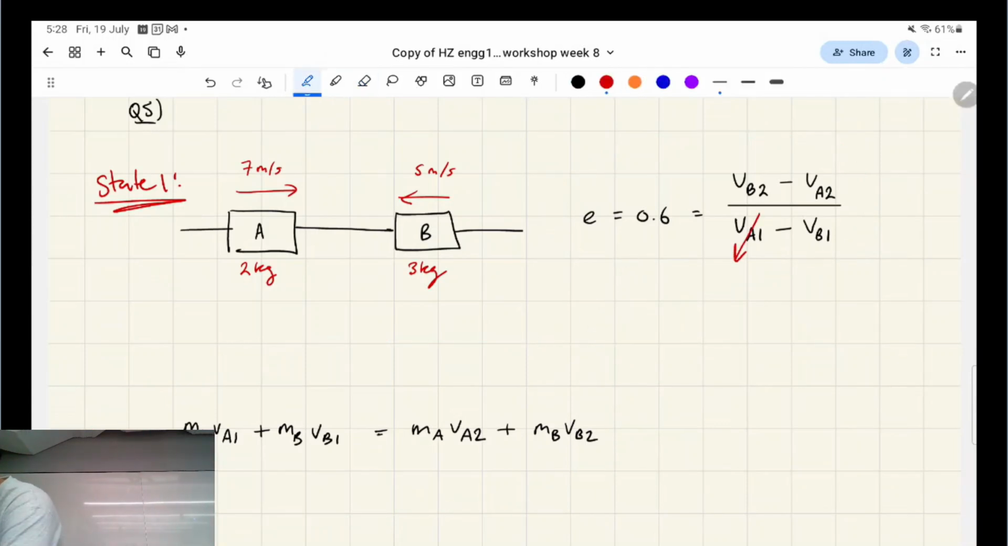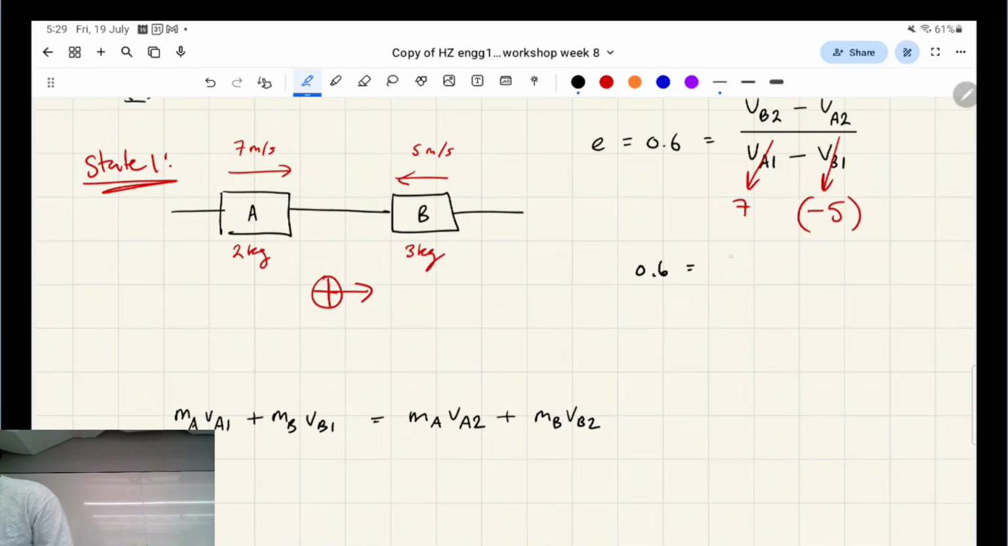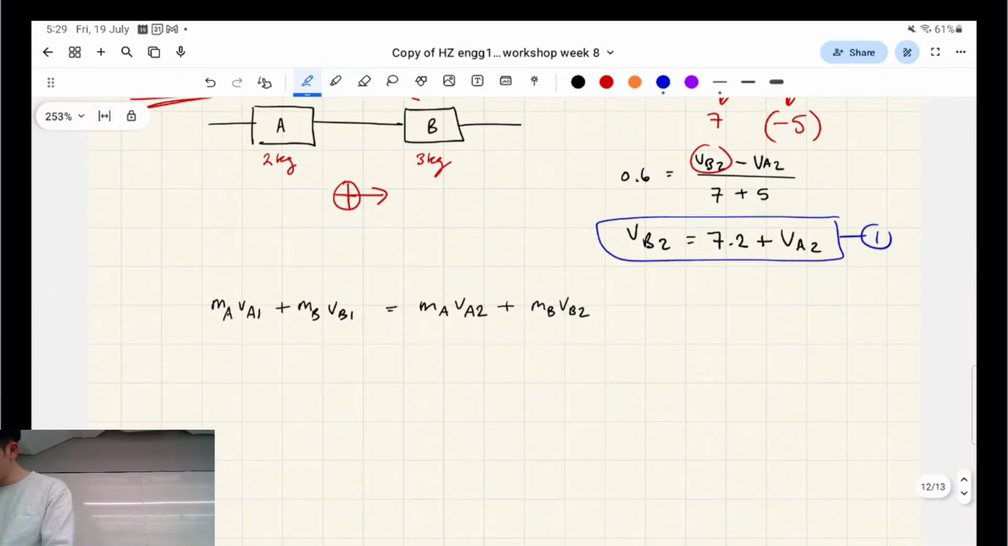For object A, we're taking the positive direction as to the right. So we say that this is 7 and this is -5. Let me just write that out properly. Sorry. 0.6 is equal to VB2 minus VA2 over 7 plus 5, so this is 7 plus 5, right? I'm going to rearrange for VB2, and then we get this. Here will be our first equation. You can imagine we're doing simultaneous equations because we have 2 unknowns and 2 equations. We're going to substitute this in a second.